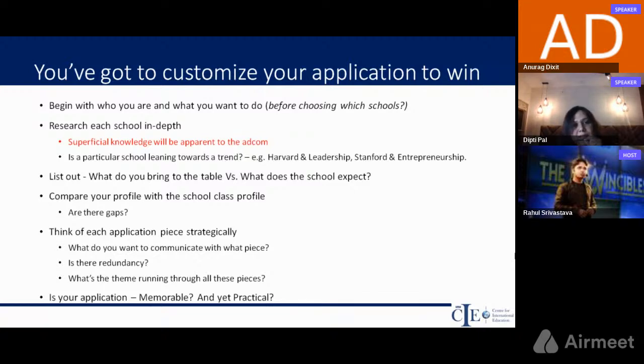Finally, we would like to say that you need to customize your application to win. Whatever you do, you have to customize your application to get into your dream university. So first of all, you need to begin with what you are and what you want to do, which schools you want to choose, what specialization you want to do, and research each school in depth. The superficial knowledge, whatever you do, is very apparent to the adcom.